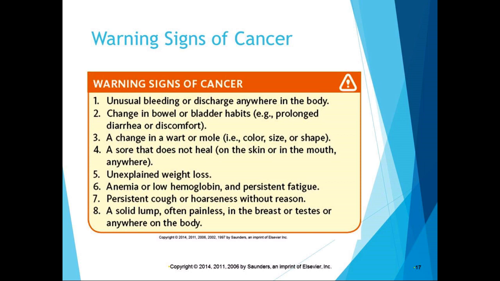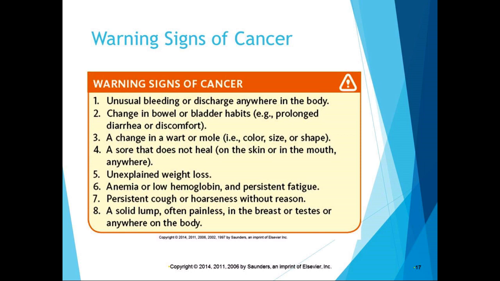So the warning signs of cancer: unusual bleeding or discharge anywhere in the body. Obviously, if you have that going on, you need to get that checked out. Change in bowel or bladder habits. That can be indicative of a lot of different things. It can be indicative of cancer. It can be indicative of some neurological disorders. So that is something that you should definitely check with your healthcare professional.